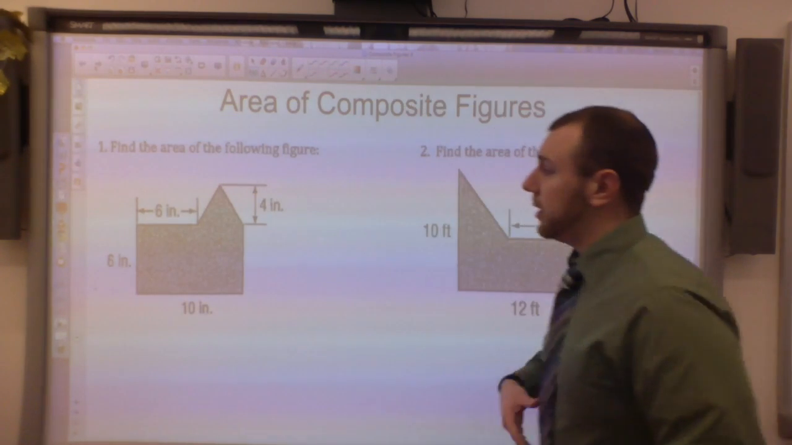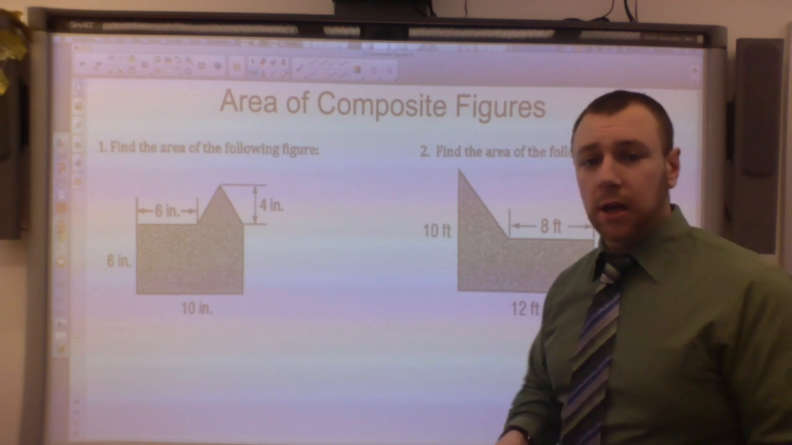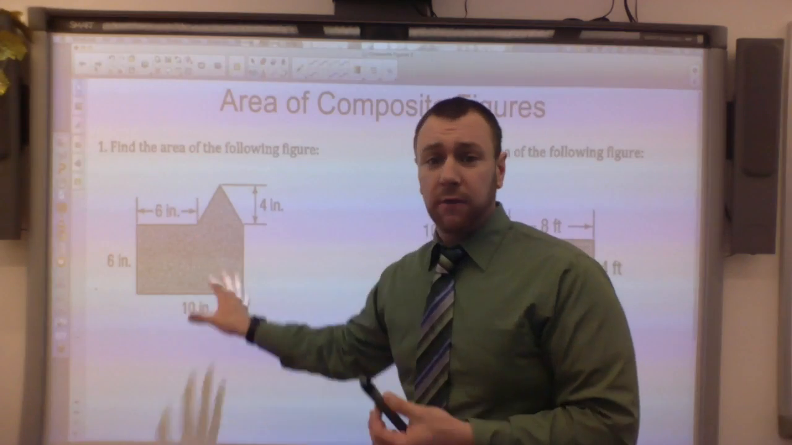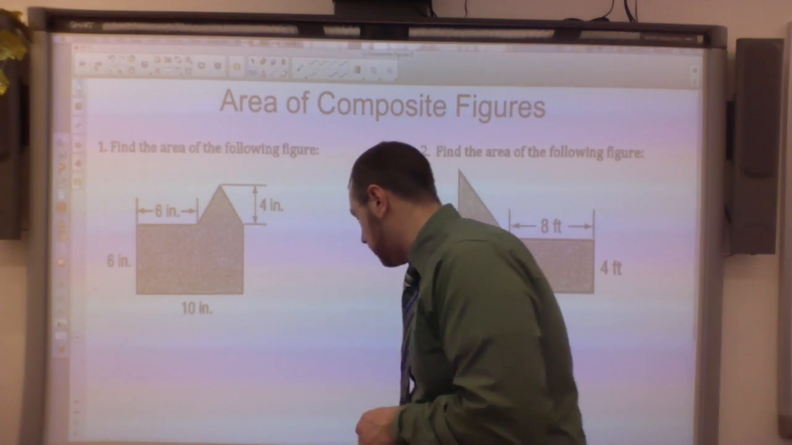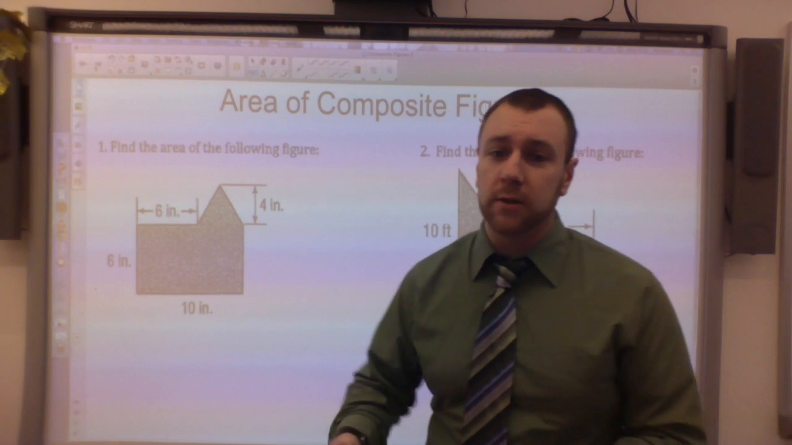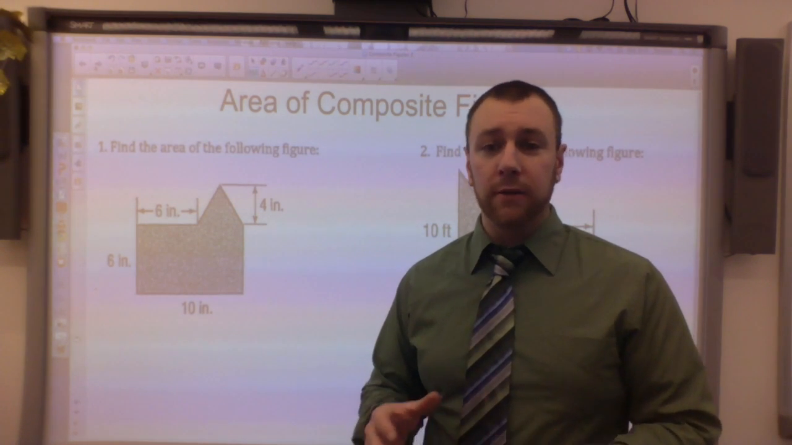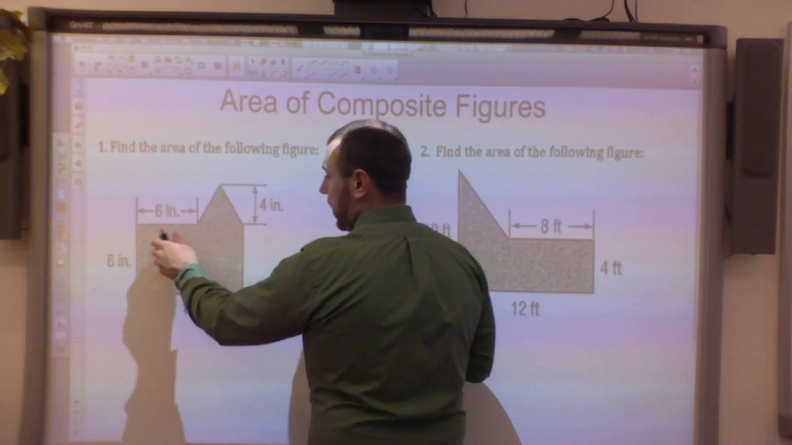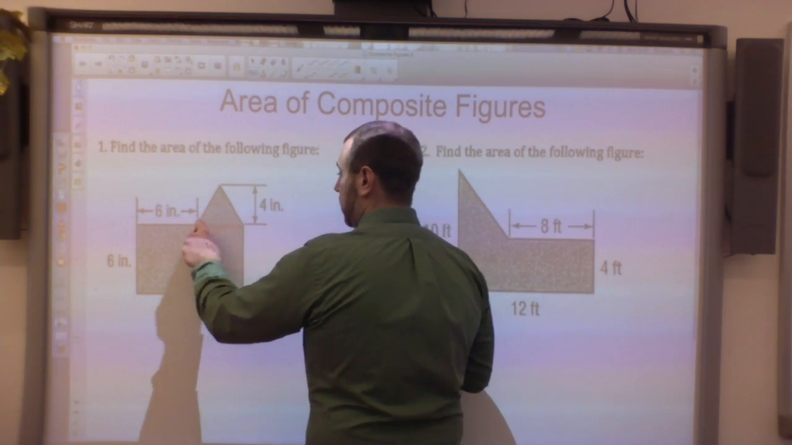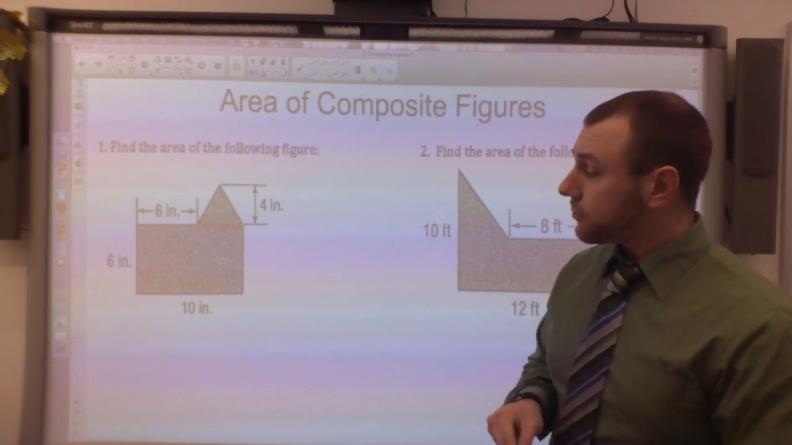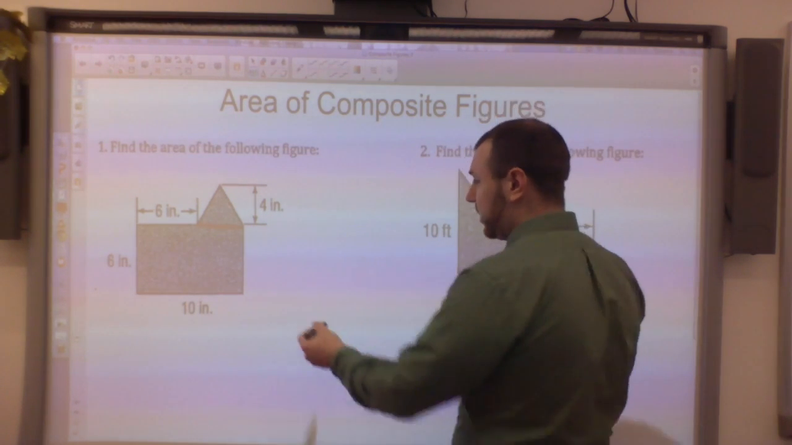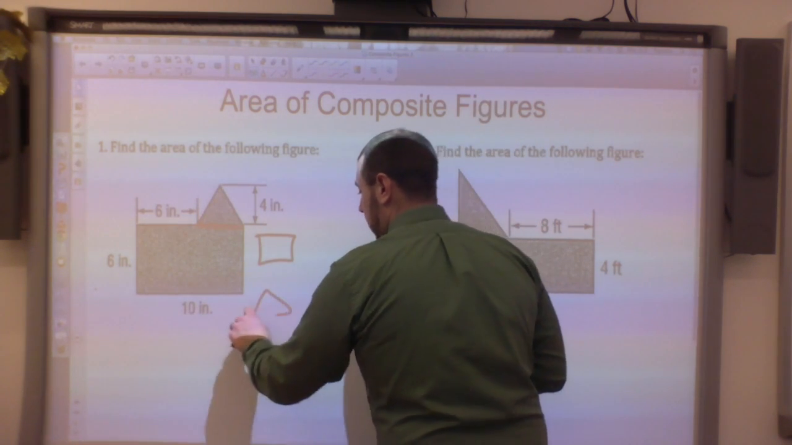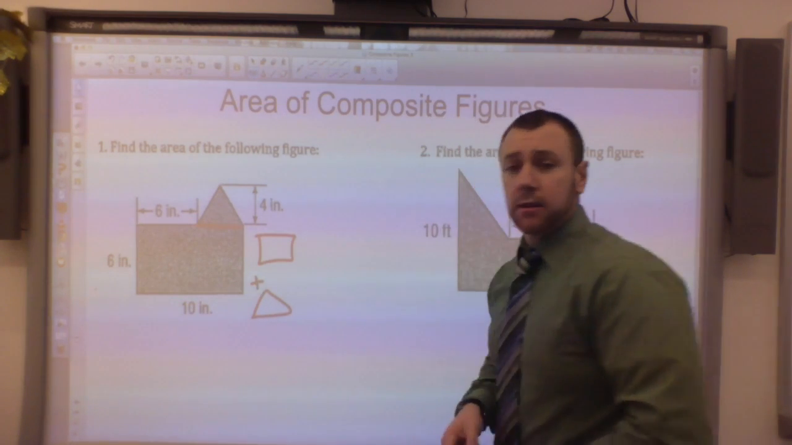So the example that I have here is two figures. People look at this in different ways, and what's important to say is there are multiple ways of cutting up a shape, and you can do it however you want. The way I'm going to do it is I see this shape as a rectangle with a triangle on top. So I'm going to find the area of the rectangle, then the area of the triangle, and then add them together.